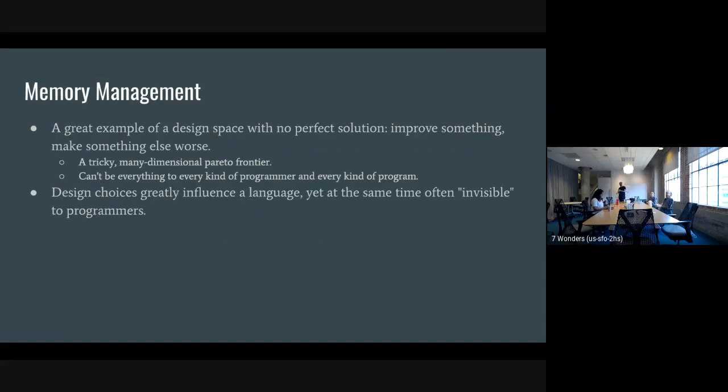So first, let's take a step back and talk about memory management. I feel memory management is a great example of a design space where there really is no perfect solution. You improve something, you make something else worse. In terms of its design space, it has a very multi-dimensional Pareto frontier that is very hard to advance. It's hard to make a solution in memory management that's everything to all kinds of programmers and all kinds of programs. Different kinds of programs require vastly different solutions that are good for a particular kind of memory management.